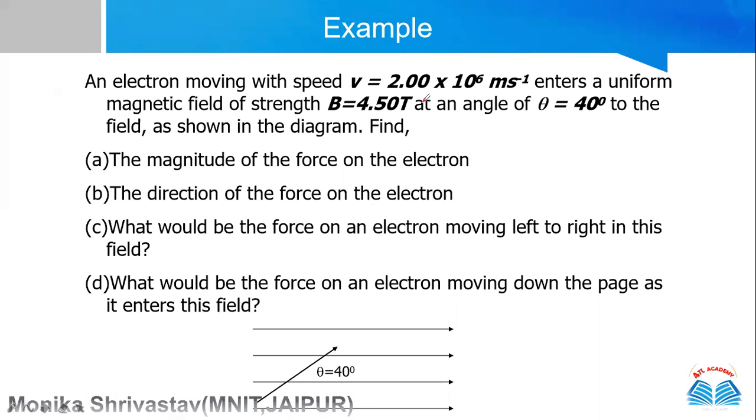We have to find out: A, the magnitude of force on the electron. B, the direction of force on the electron. C, the force on an electron moving left to right in this field. D, the force on an electron moving down the page as it enters this field. One by one, you will tell me the answer. You have 10 seconds and then I'll show you the answers.